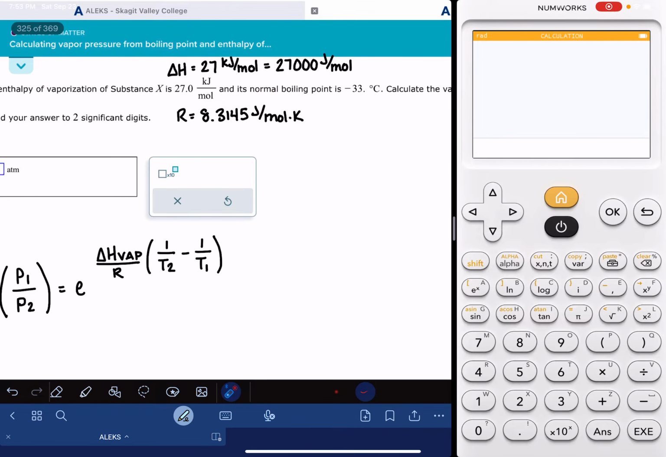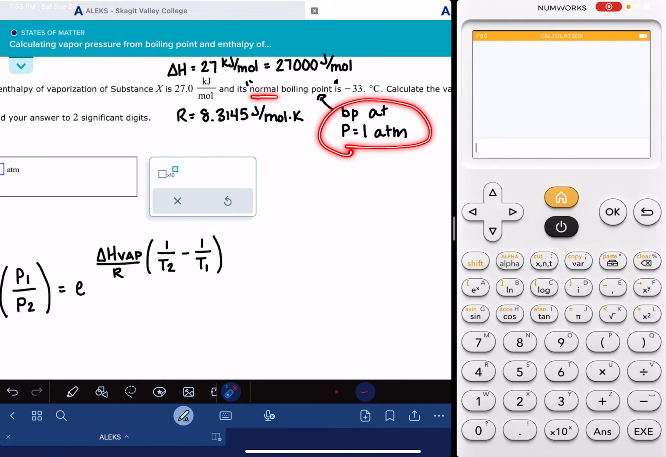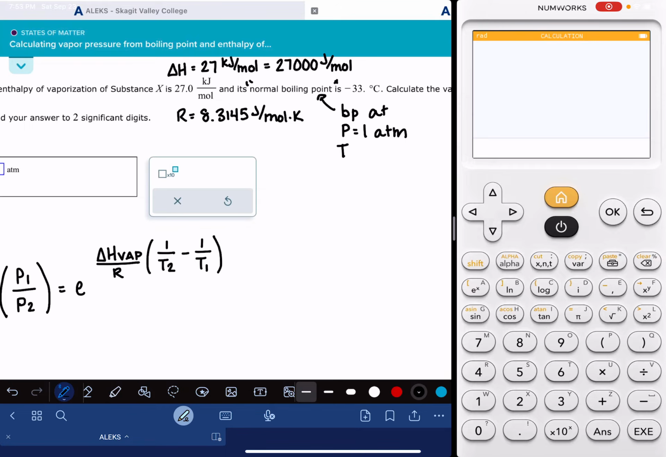So it tells us that the normal boiling point of this liquid is negative 33 degrees C. That phrase, normal boiling point, means the boiling point at a pressure equal to 1 atmosphere. So that term normal doesn't mean regular. Normal is referring to the condition of pressure being equal to 1 atmosphere. So this is telling us that when the pressure is equal to 1 atmosphere, the boiling point, the temperature, is negative 33 degrees Celsius.